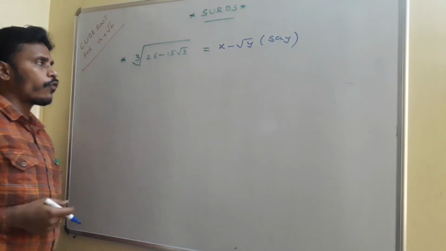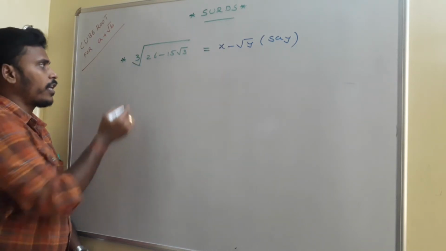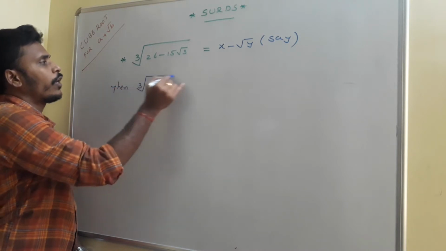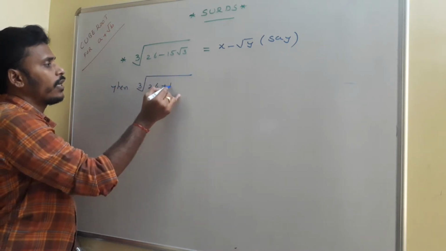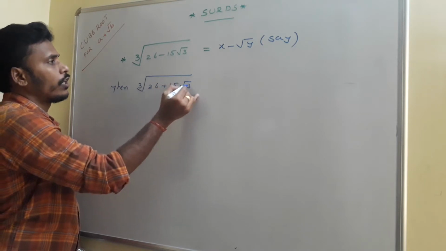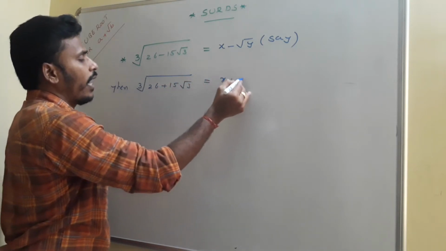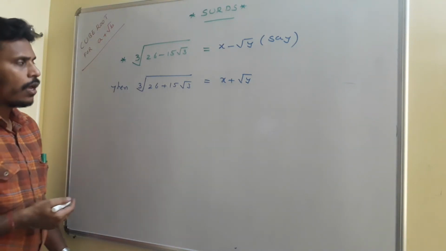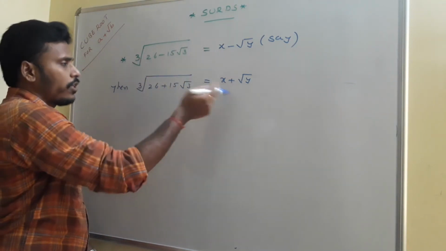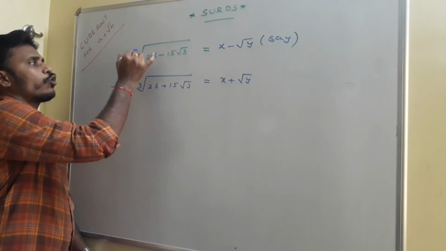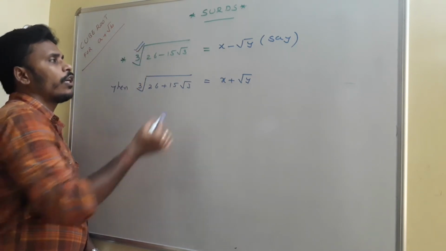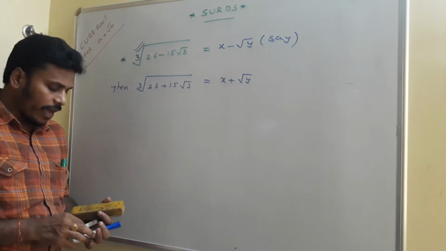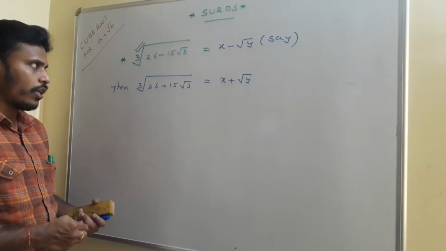Since this cube root of 26 minus 15 root 3 is x minus root y, then as per the basic idea, you have that cube root of 26 plus 15 root 3 is equal to x plus root y. Have these two in your brain. Since you need to find the cube root of this, your task is nothing but finding the values of x and y. To find the values of x and y, use these two things.